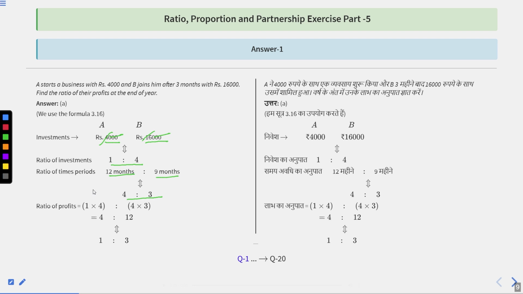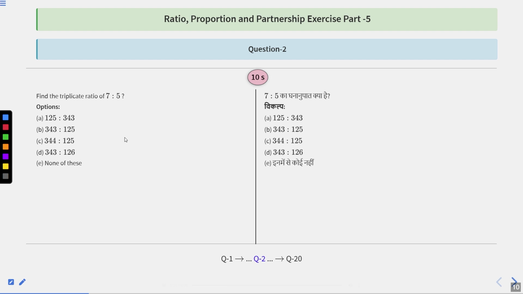So profit will always be the product of investment and time. So what will be the ratio of profit? A invested 1 unit for 4 units of time, and B invested 4 units for 3 units of time. So when we calculate it, we get 4:12, which is 1:3. So the profit share will be 1:3. A got 1 unit and B got 3 units of the total profit. Clear?